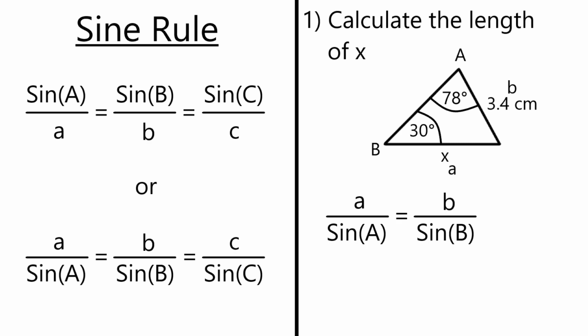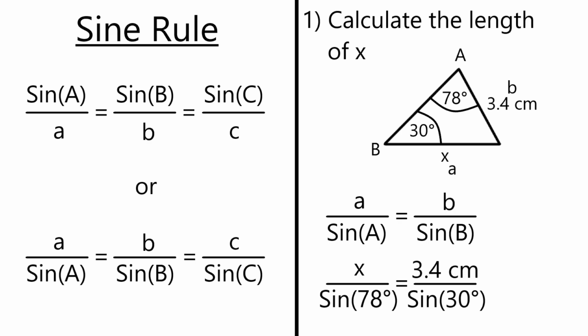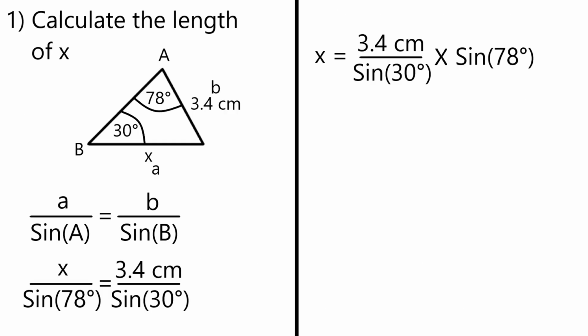Now, as we've labeled our angles and sides, we just sub them into the equation. So a is equal to x. Capital A is 78, so that's going to be sine of 78. Then we have that equal to 3.4 centimeters over sine of 30, because b is 3.4 centimeters, and then capital B or angle B is 30 degrees. From here, we just rearrange the equation, so we times both sides by sine of 78. So x is just going to be 3.4 centimeters over sine of 30 times sine of 78.